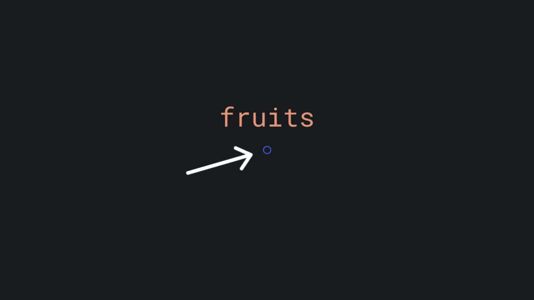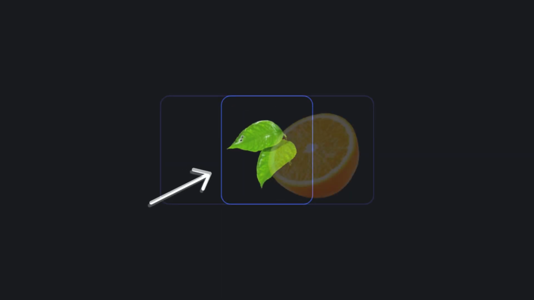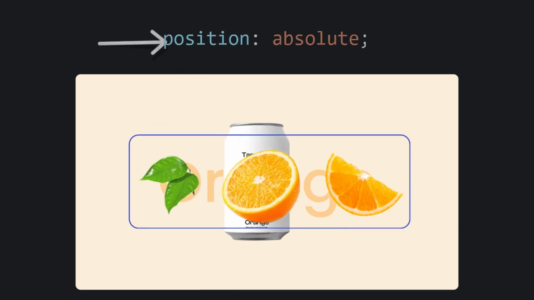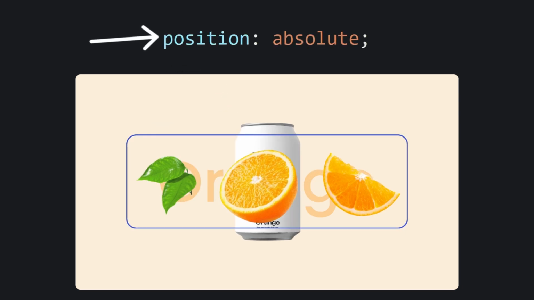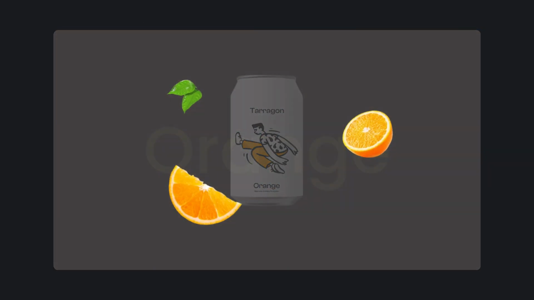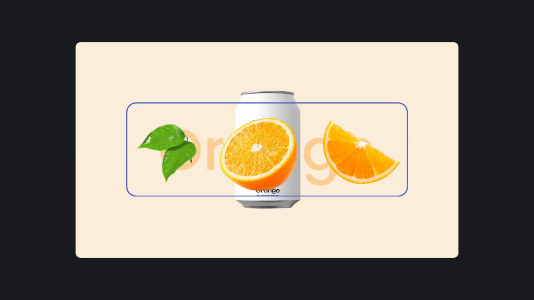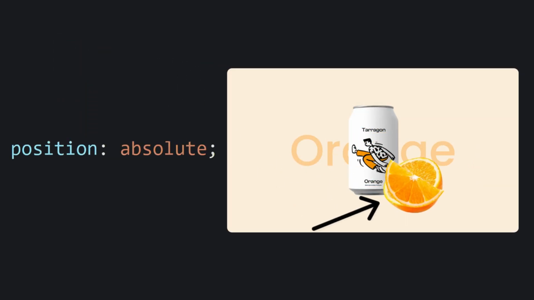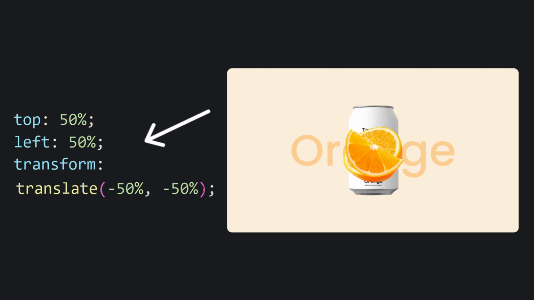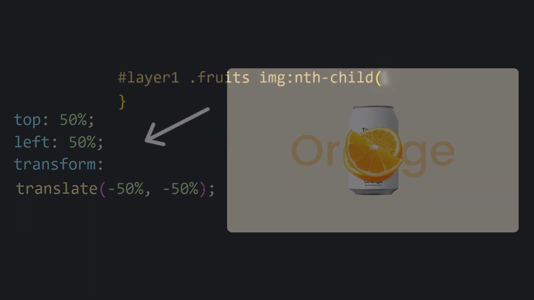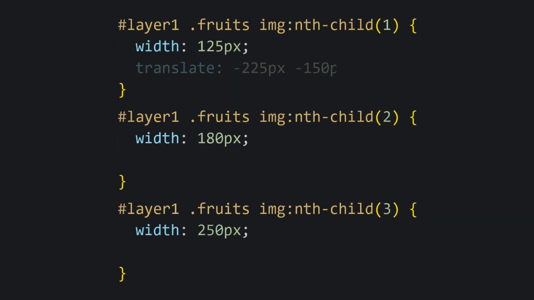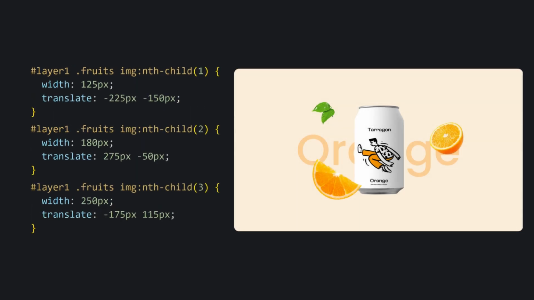Next, add a container for the fruits. Add the fruits images inside it and place it next to the can container as shown. Then set the fruits container's position to absolute. Now we need to arrange the fruits in this way. For that, target the fruit images, set their position to absolute, and place them at the center by applying the following transformations. Now target each image, set their width, and translate to the desired position, which will look like this.